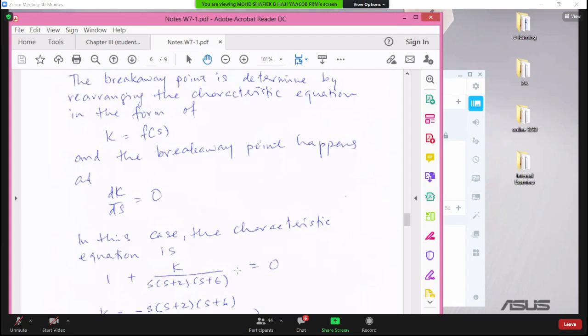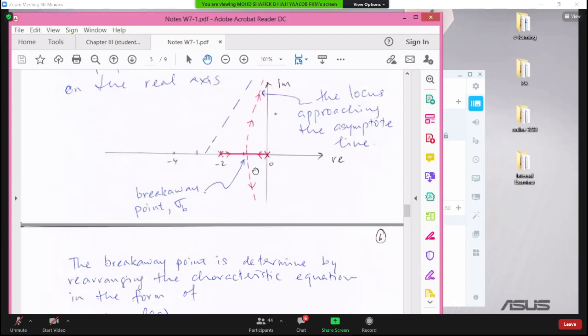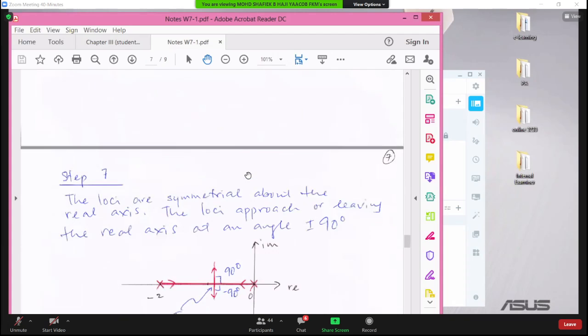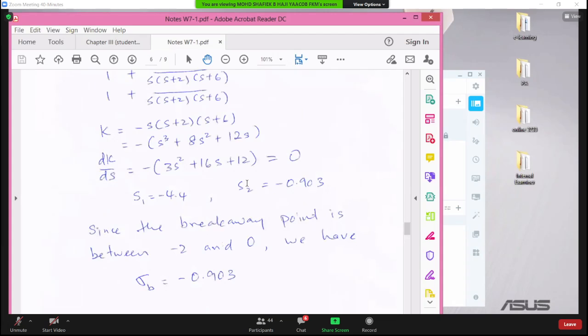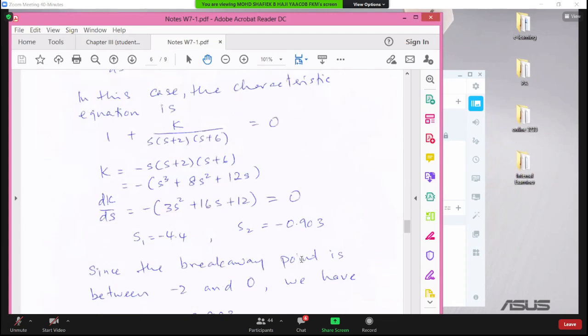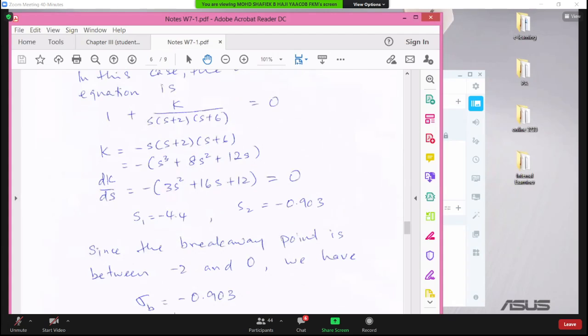Since we know that the breakaway point is between origin and -2, we are going to drop this -4.4. So we're going to take -0.9 as our breakaway point, since that point is between 0 and -2. So we have our breakaway point at -0.9.